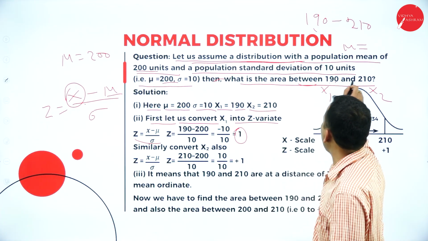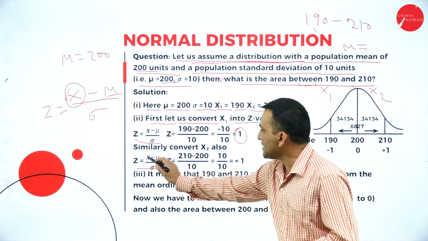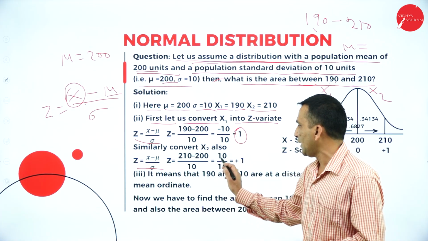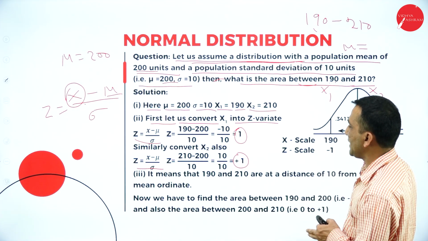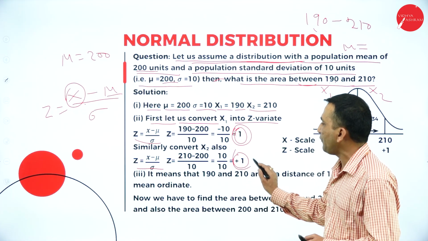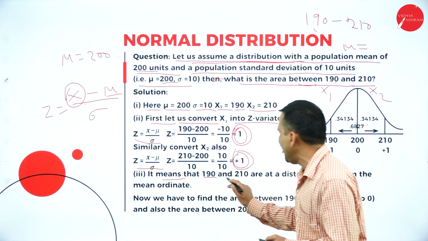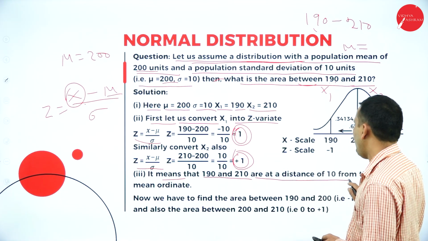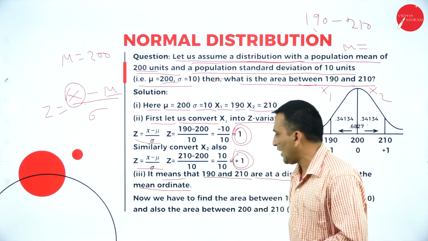So let me go for the x2 value simplification. The formula is the standard one. Second, x2 is given as 210, minus 200, divided by 10. So you are getting the right side. The plus sign always goes for the right side. So after getting this answer, we need to refer to the table. It means that 190 and 210 are at a distance of 10 from the mean ordinate. So that is the distance we are getting.